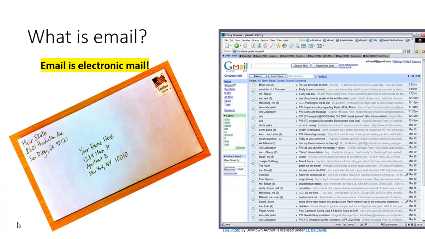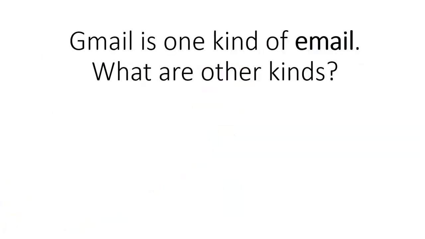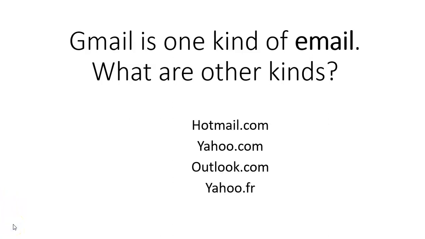First, let's discuss what is email. Email is electronic mail. The E stands for electronic. Here we have a picture of traditional mail, and then on the right we have a picture of what looks like inside somebody's Gmail account. There are many kinds of email. Gmail is only one kind of email. What are some of the other kinds of email that you can think of? Some other services that offer email are hotmail.com, yahoo.com, outlook.com, and yahoo.fr. Even if you don't have a Gmail account, you may have an email account through one of these services.